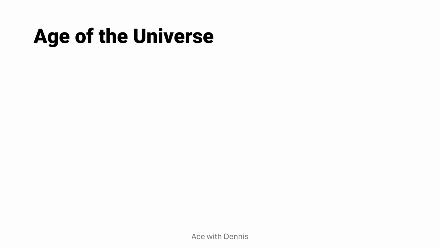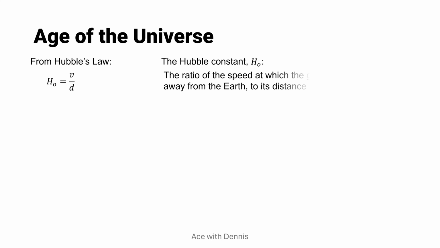Now, let's learn how to calculate the age of the universe. From Hubble's law, we can modify the formula, which H0 equals V over D. Based on this equation, we can define the Hubble's constant H0, which is the ratio of the speed at which the galaxy is moving away from the Earth to its distance from the Earth. And if we reciprocal the equation, it becomes 1 over H0 equals D over V.